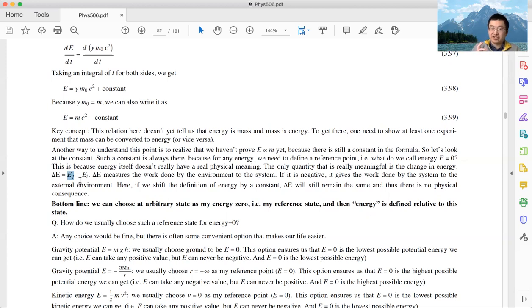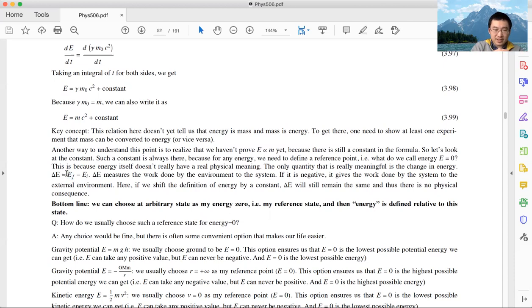Energy itself is not important. To better understand this, let's think about the zero points of energy. What do we mean by energy being zero? Energy being zero is actually a meaningless statement. We can set any energy to be zero. Energy zero is just our reference point.